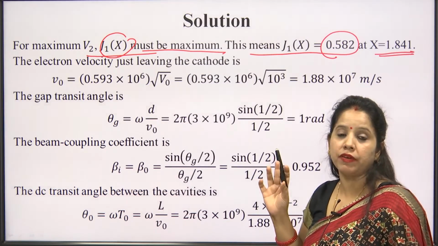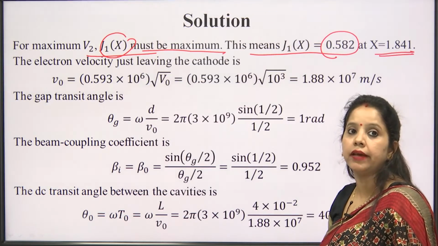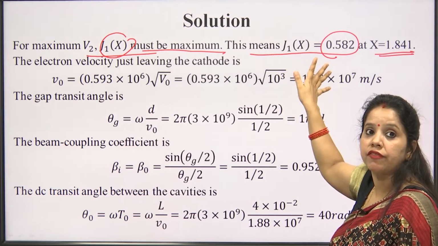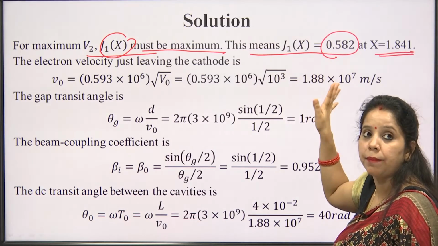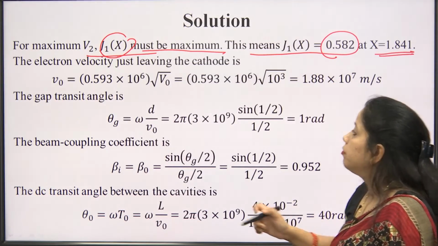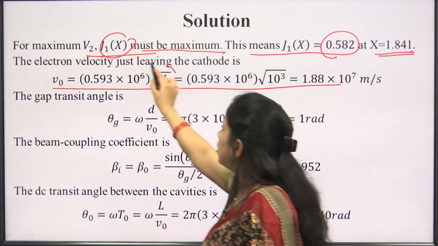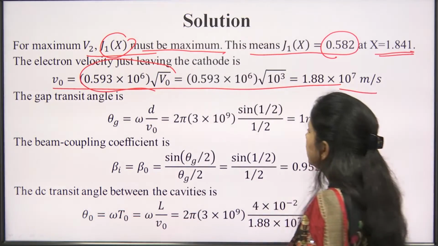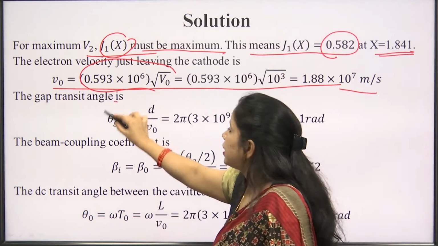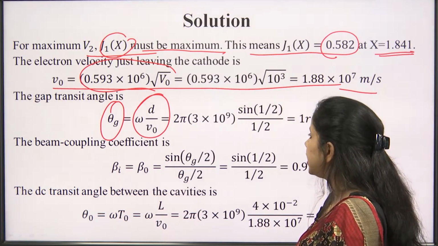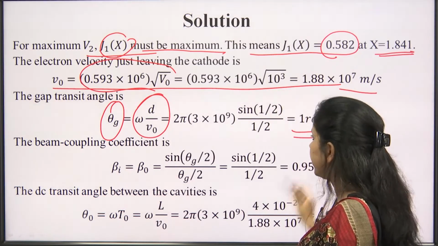You have to remember this value because sometimes it does not come in the question. You have to remember it because this is the condition at which we are able to achieve the maximum. So, V0 is equal to this. Using the formula only we can find this, and now the transit gap angle, again using the formula omega d upon V0, is equal to 1 radian.